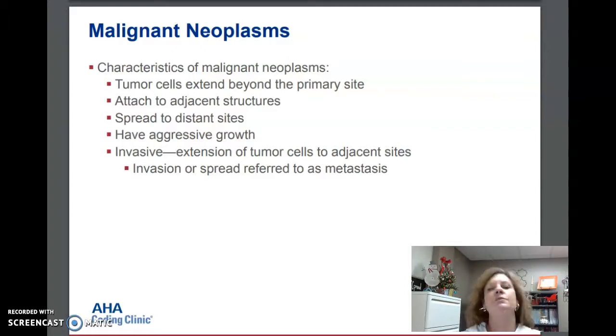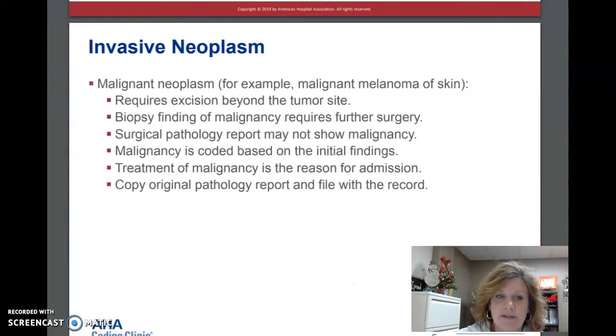Keep in mind these tumor cells extend beyond the primary site. And what they do, they attach to adjacent structures, and then they spread. They're aggressive, they're invasive, which means they extend tumor cells to adjacent sites, and everything that spreads is referred to as metastasis. So an invasive neoplasm would be like malignant melanoma of the skin. It requires excision beyond the tumor site.